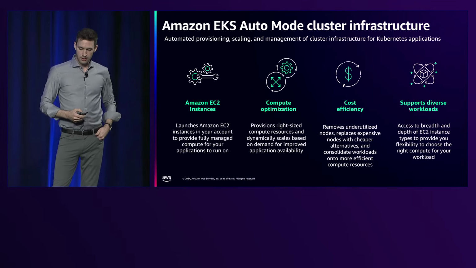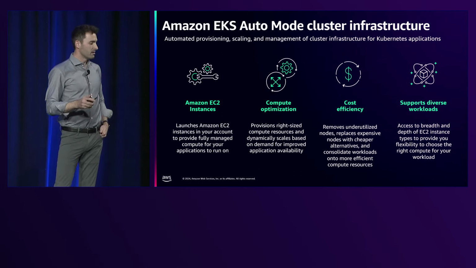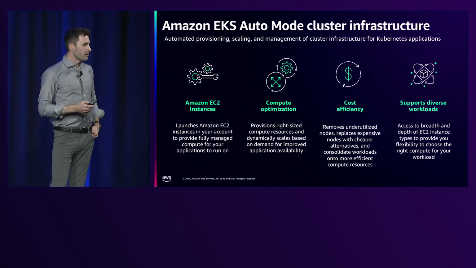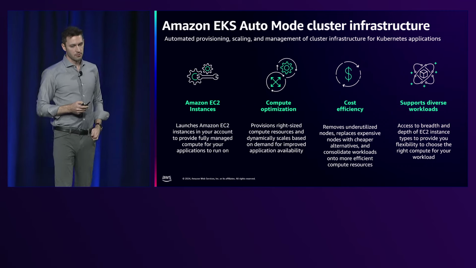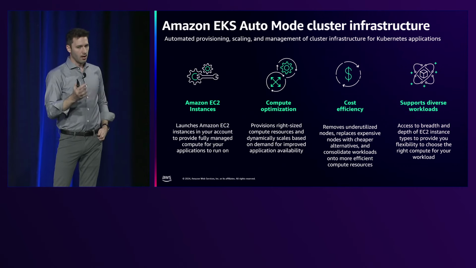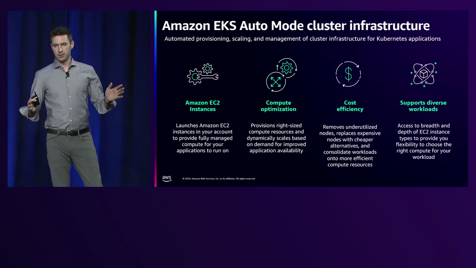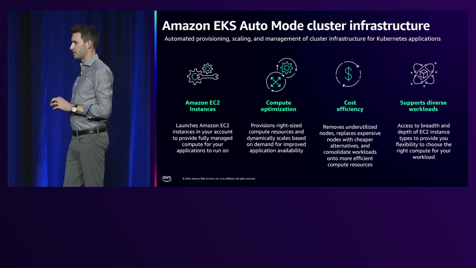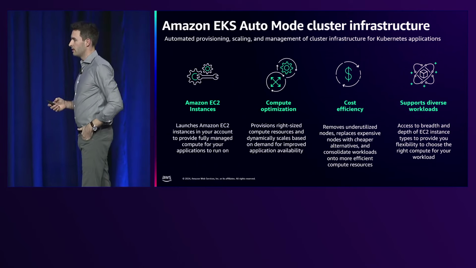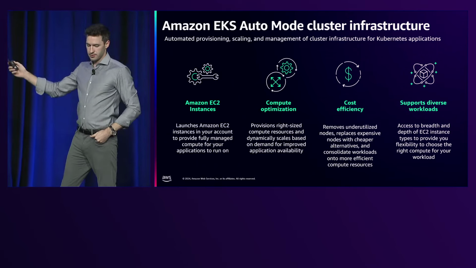Some of the three things on the right, compute optimization, cost efficiency, supporting diverse workloads, that's really built into Karpenter. That's what it's doing. The interesting innovation that we did with Auto Mode, if you haven't been to any of the presentations yet, is this new operational model with EC2 where previously you had two ways of running compute in AWS. You had the fully managed Lambda Fargate model where compute's running in an AWS-owned account, or you had standard EC2 that you owned.